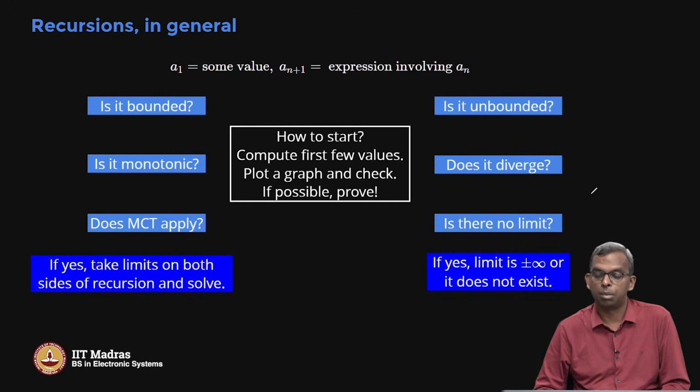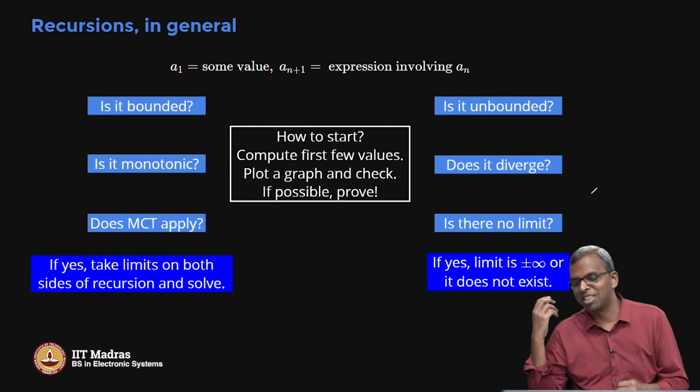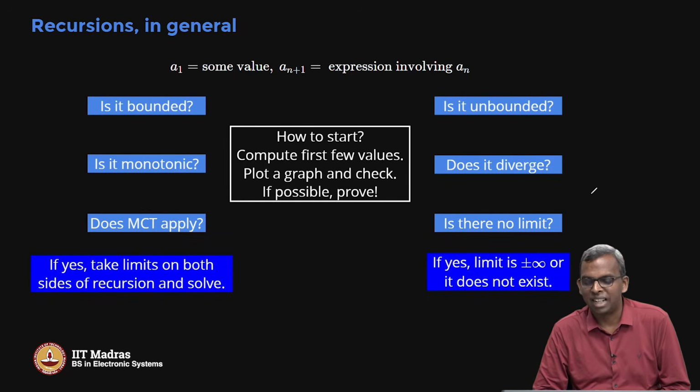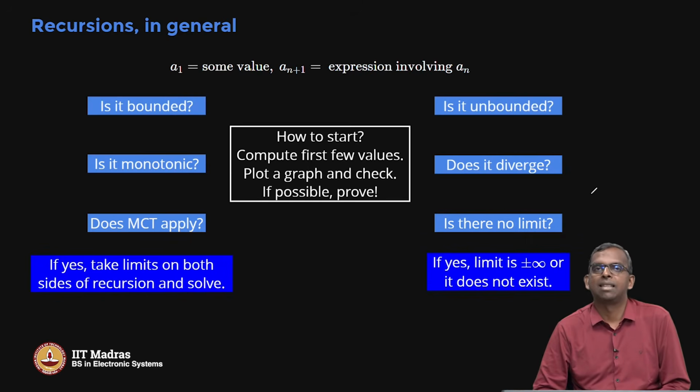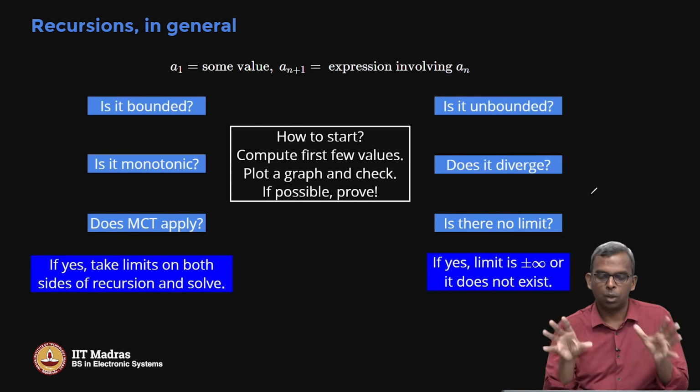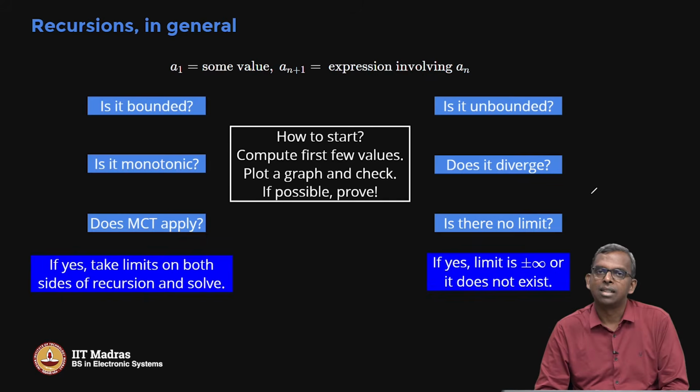So all these questions you have to ask about the recursion, and you may get a situation where the limit is either plus infinity or minus infinity, in the sense that it diverges to plus or minus infinity, or the limit may not exist at all. So this is how you solve for recursions in general. Hopefully this gave you a good idea as to how the monotone convergence theorem is used in computing limits.